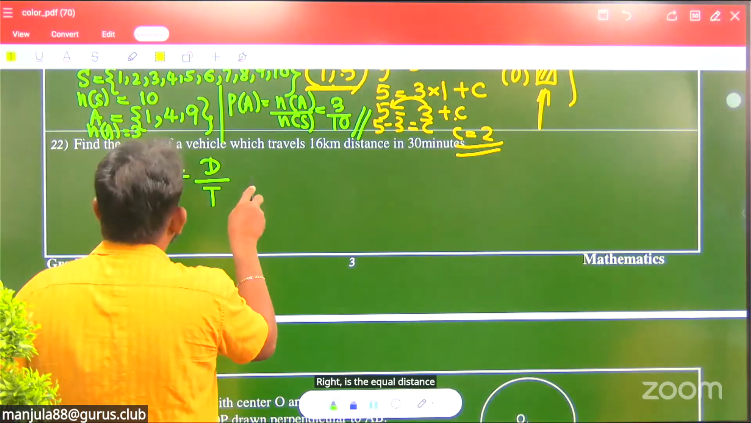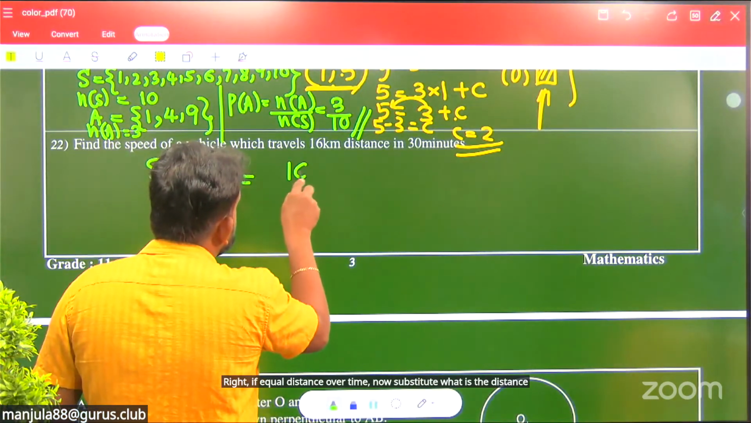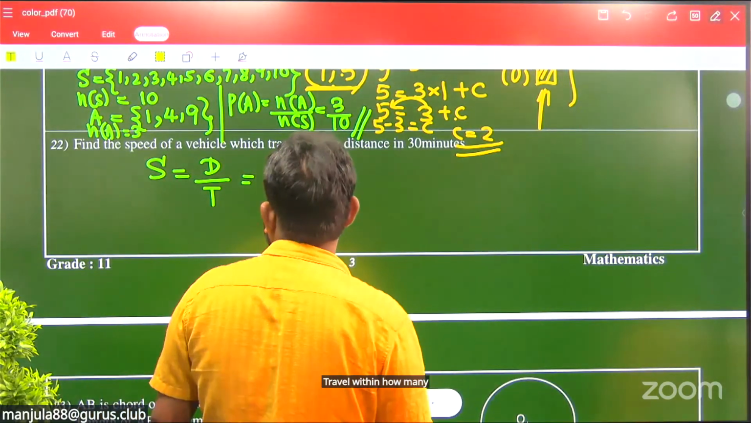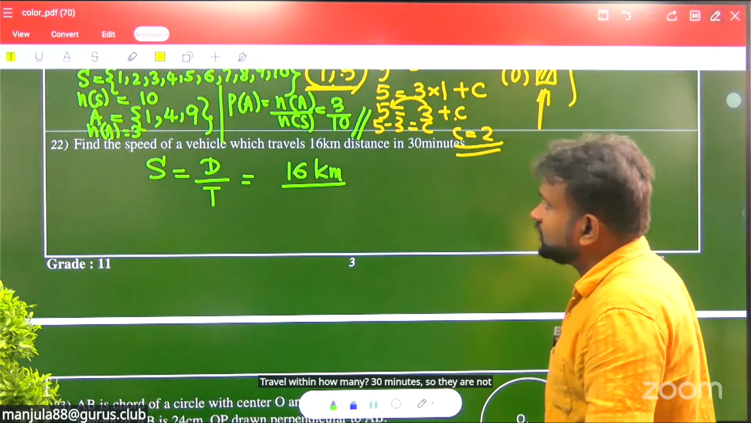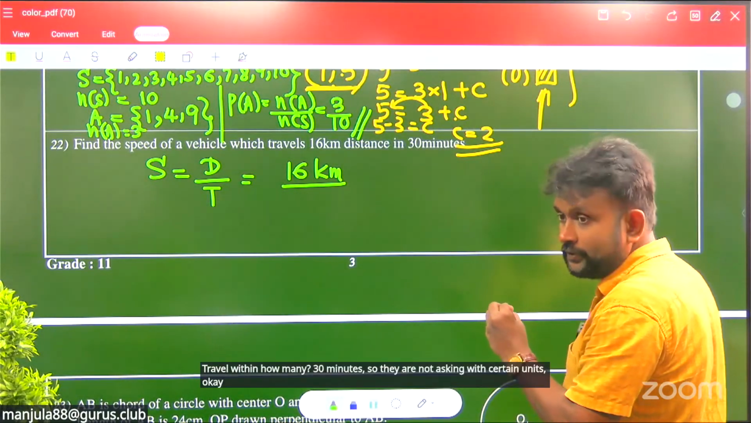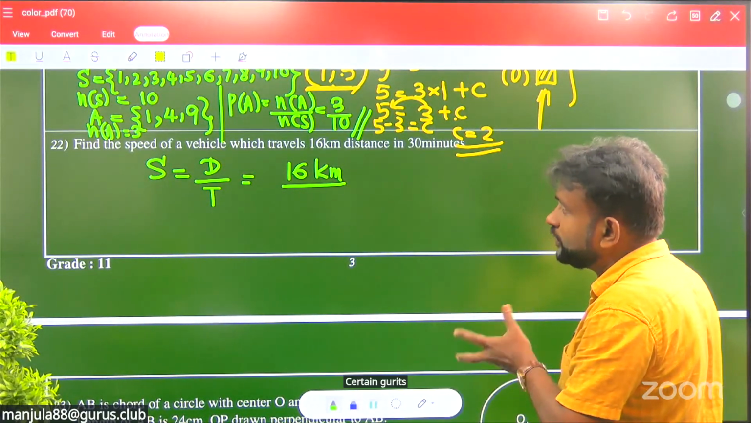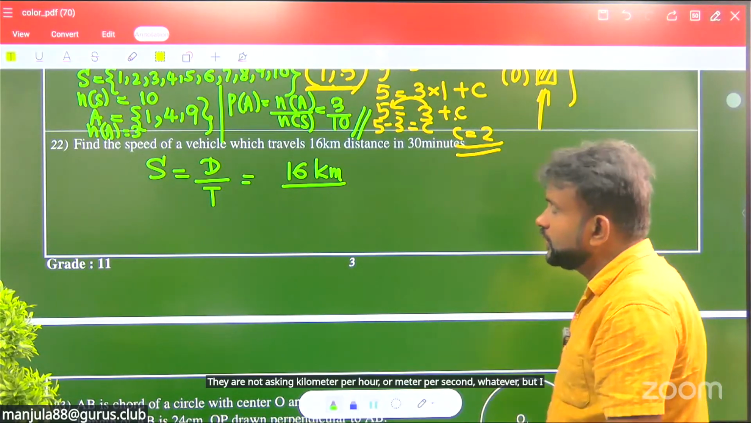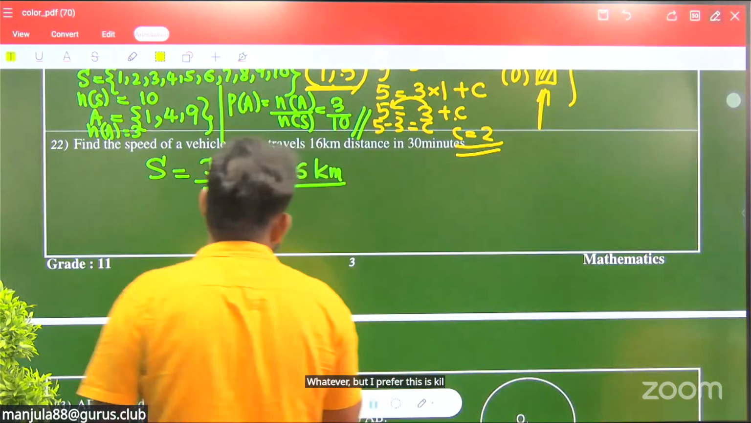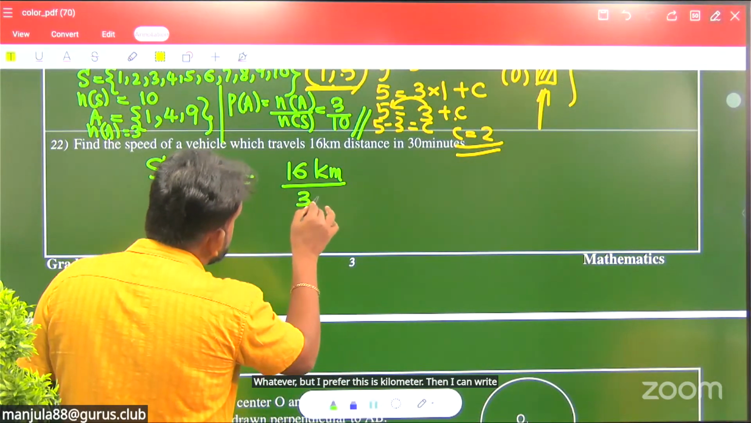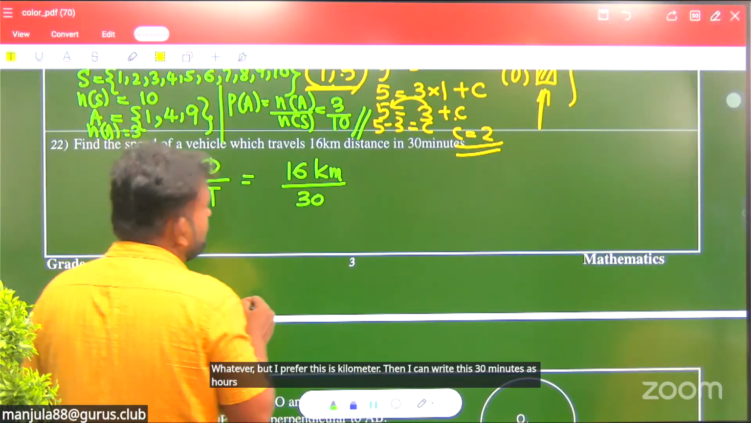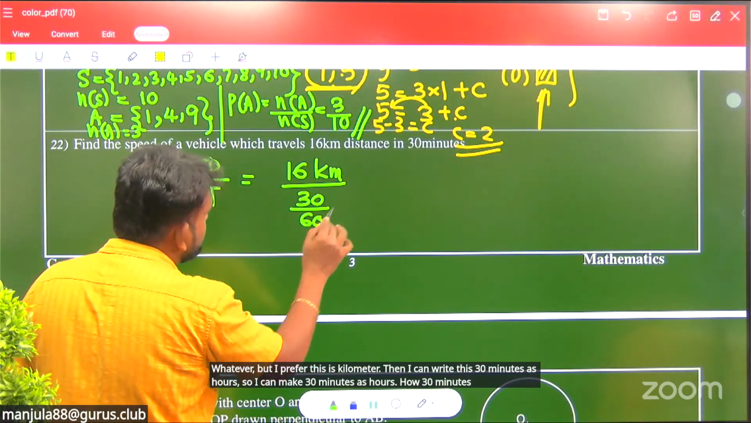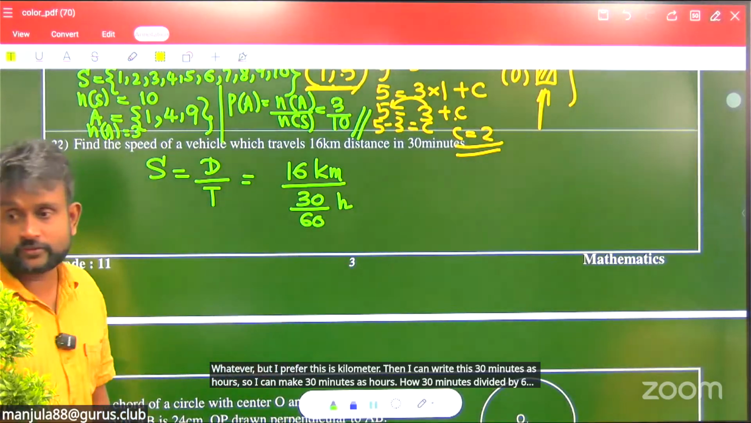Now substitute. What is the distance traveled? 16 kilometers traveled within how many? 30 minutes. They are not asking for certain units, like kilometer per hour or meter per second. But I prefer kilometer, so I can write the 30 minutes as hours. How? 30 minutes divided by 60. Now it becomes hours.